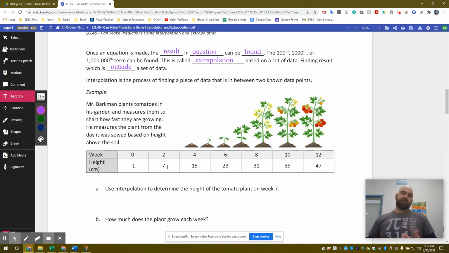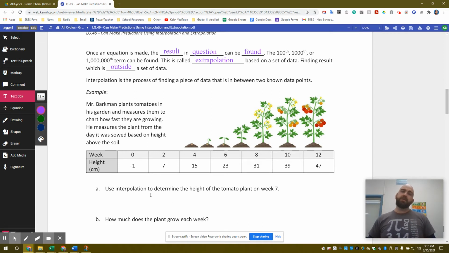After 2 weeks, they're 7 centimeters high, 4 weeks, 15, 6 weeks, and so on and so forth, up to 12 weeks. Now, I'm using maybe incorrect data points. I'm using these as an example. So don't go and measure all your tomato plants this summer and say, Mr. Barkman, that was very wrong. But we're just using them as an example here.